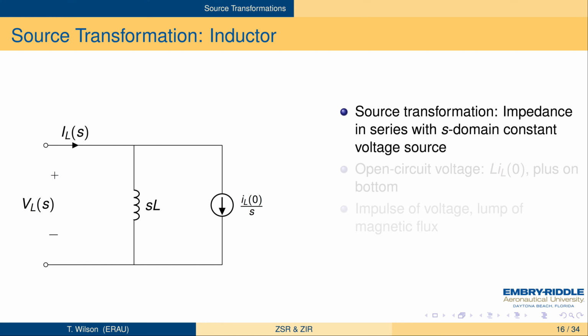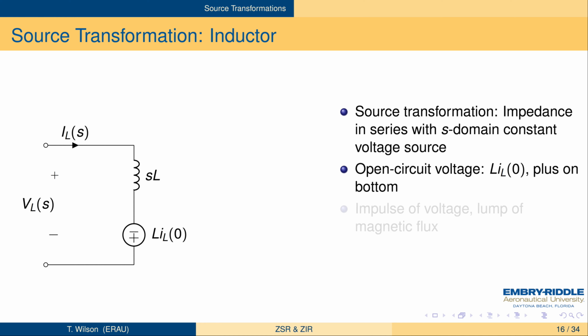We can do the same thing for the inductor. Here we have the current source, I L of 0 over S, going down through the inductor for the inductor initial current. When we transform that to an open circuit voltage, we get I L of 0 with a minus sign on top and a plus sign on the bottom in series with the impedance SL. So now we've got an impulse of voltage in the time domain, and that's sort of like a lump of magnetic flux you're putting on the coils of the inductor.